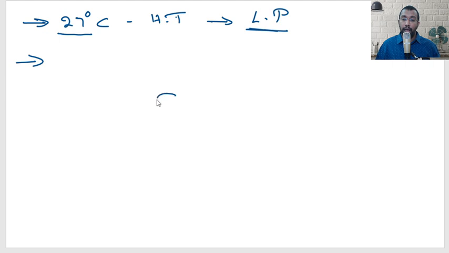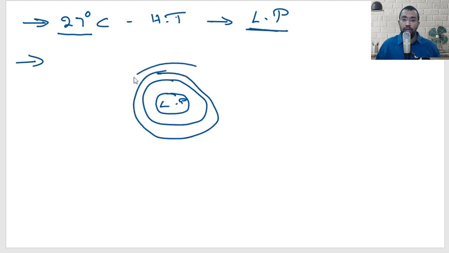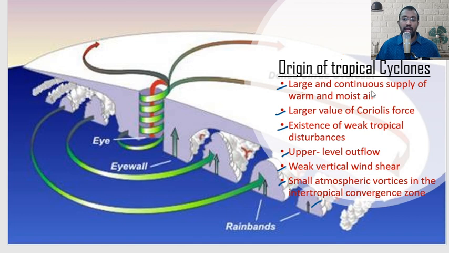So now, air molecules, let's say that this is your low pressure, and these air molecules as wind, if this is the region of higher temperature and higher pressure, move from this higher pressure to lower pressure. As they are moving, they are also carrying a good amount of warm and moist air. So as they are carrying a good amount of moist air into this, let's learn what else is happening. There is a large and continuous supply of warm and moist air.